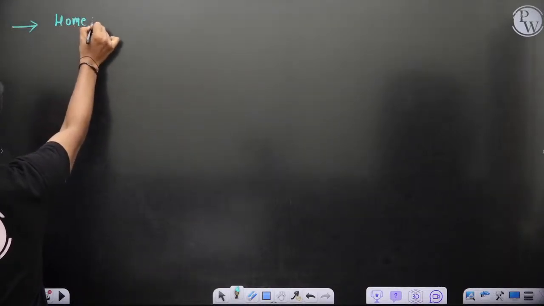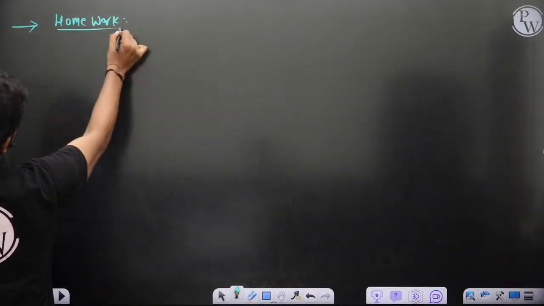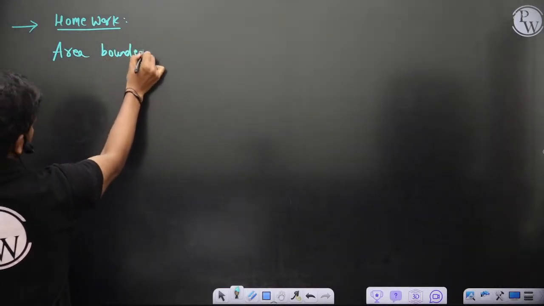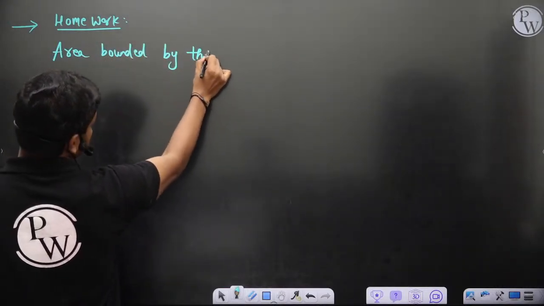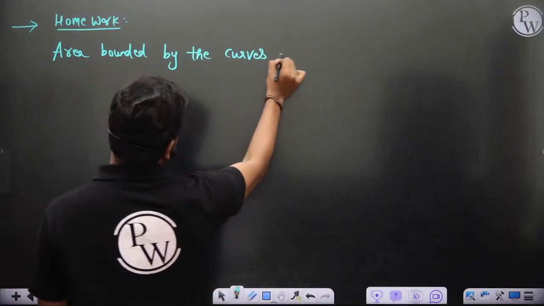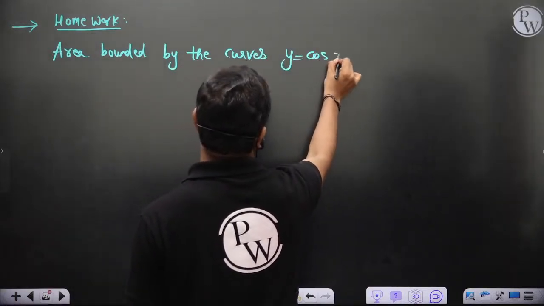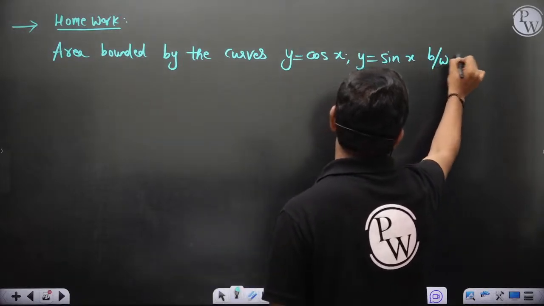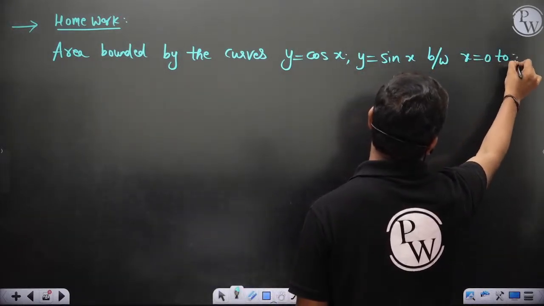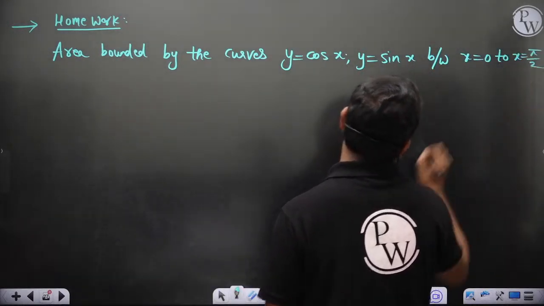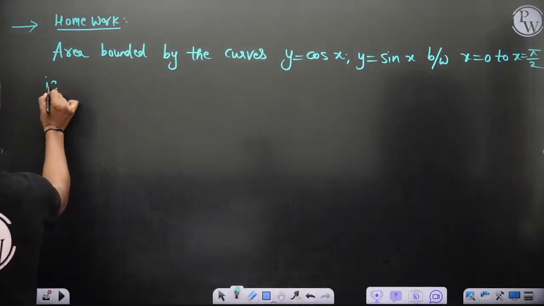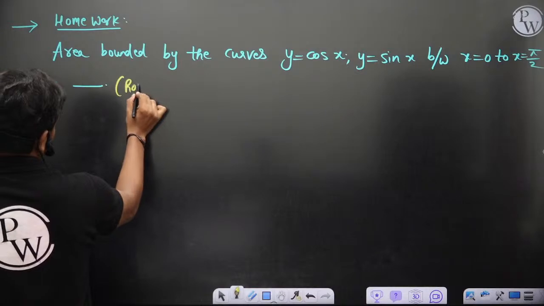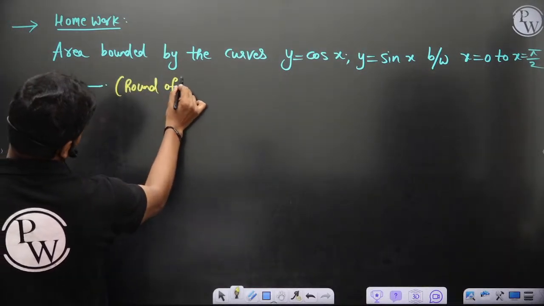Homework again, problem number 2. Area bounded by the curves y equal to cos x, y equal to sin x between x equal to 0 and x equal to pi by 2 is dash. Maybe you can round off to a couple of decimals. So round off to 3 decimals.